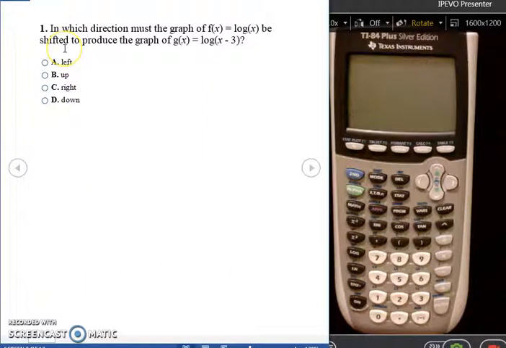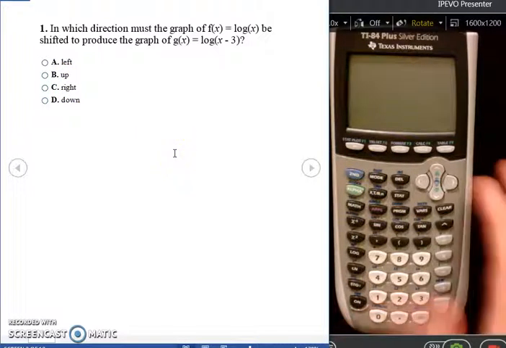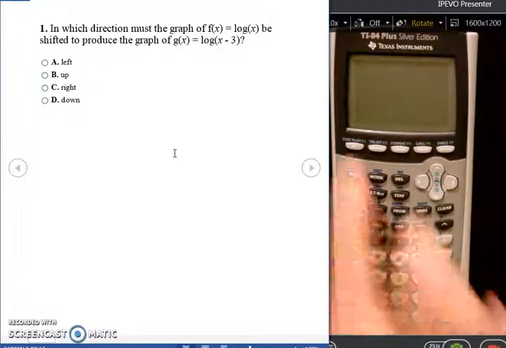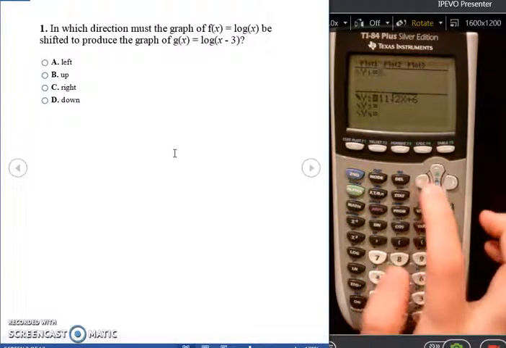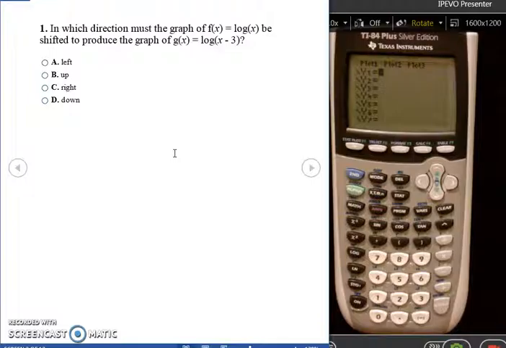This first question says, in which direction must the graph of f of x equals log of x be shifted to produce the graph of g of x equals log of x minus 3? I'm just going to graph both of these and see if the graph is shifted left, up, right, or down. I'm going to turn on my calculator, go to y equals, and clear out everything that's already in there. Then I'm going to type both of these graphs into y1 and y2.